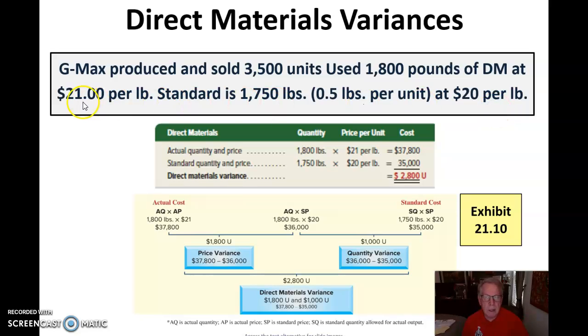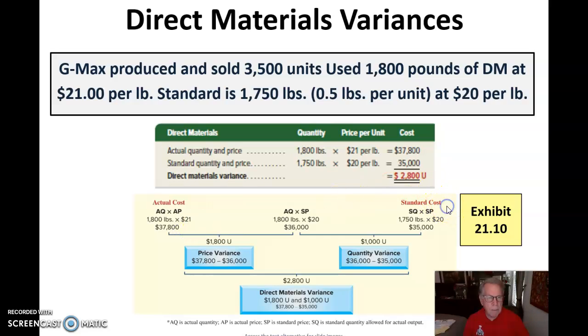Now you can already see, compared to our actual price, we're going to have an unfavorable price variance. I can see that immediately. And also, we're going to have an unfavorable quantity variance as well, because I used 1,800 pounds and I know that the standard is 1,750. So let's lay this out like I showed you in the prior slide. We're going to use actual over here. So 1,800 pounds times $21 per pound gives me 37,800.